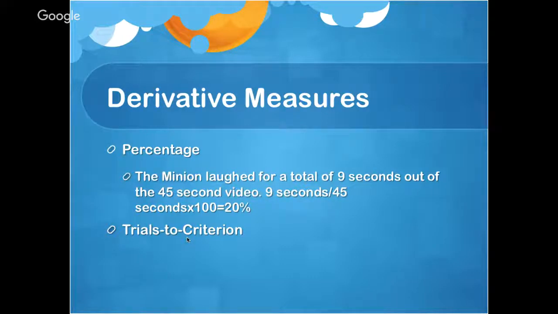Trials to criterion is the number of opportunities needed to achieve a predetermined level of performance, and this may take multiple steps. So for this example, maybe I have a client that I'm trying to teach the colors of the rainbow, but she doesn't know any of them yet. So rather than teaching her all of them at once, I may teach 2 and differentiate between the two, and then add one in each day until she knows all of them.